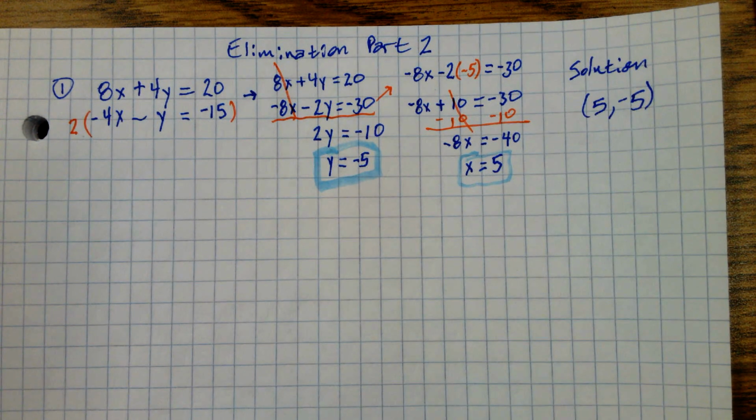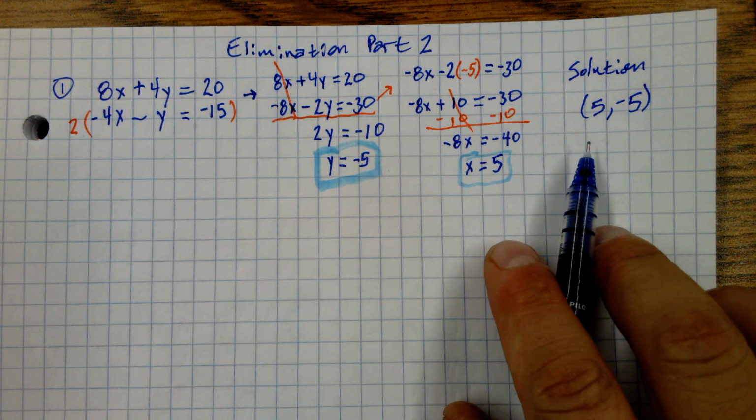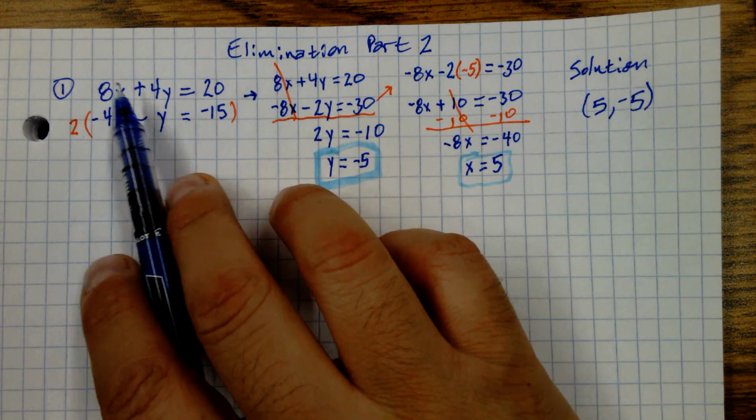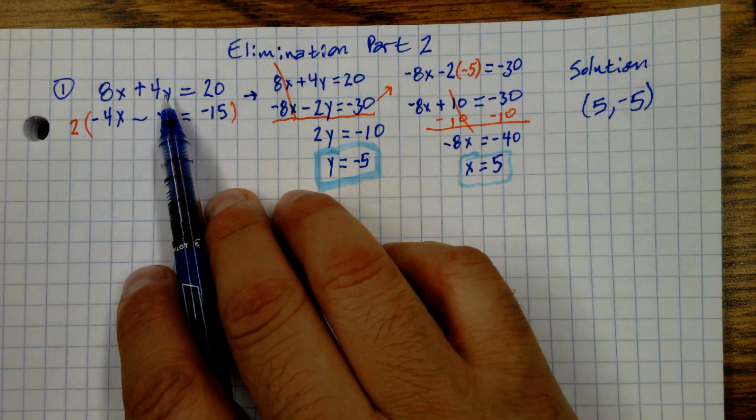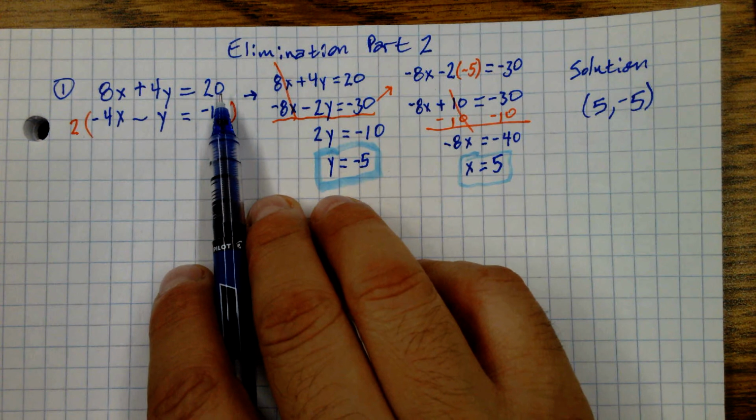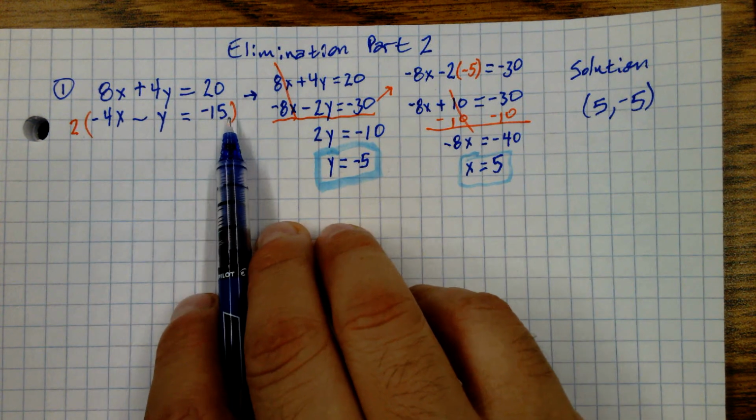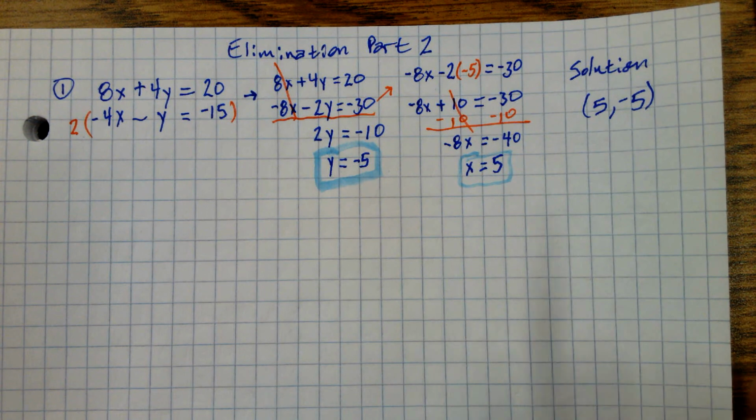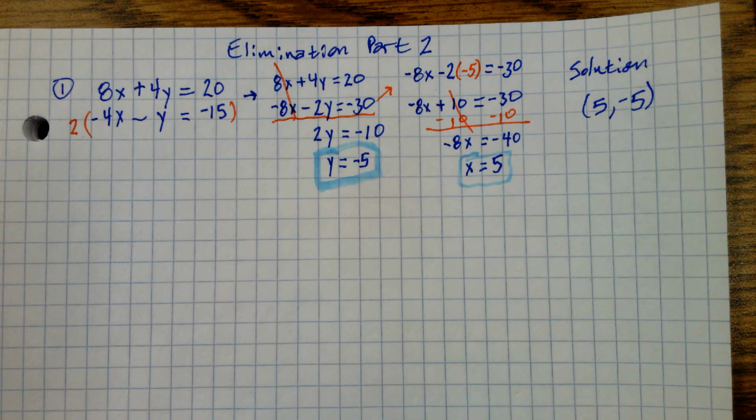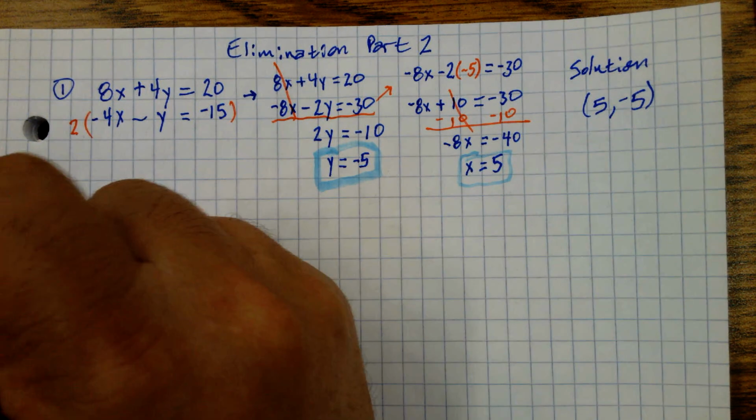Okay. How do we know it's true? I could go back, not going to, but I can go back and in both equations replace x and y with 5 and negative 5. And on this top one, it would equal 20. On the bottom one, it would equal negative 15. Okay? And that's the only ordered pair that would work in both. Okay? Any questions? All right. So multiplying by 2 was the fix there. Let's try this one. Number 2.